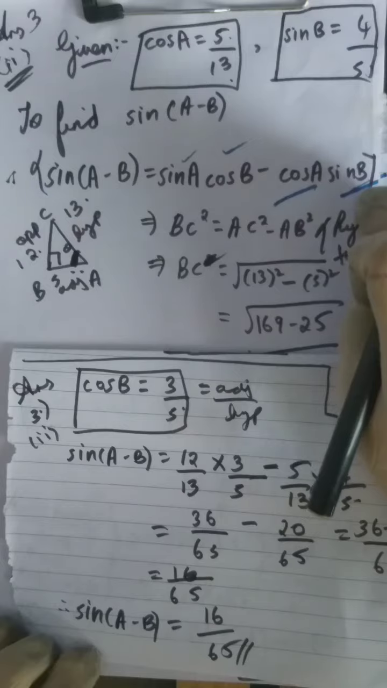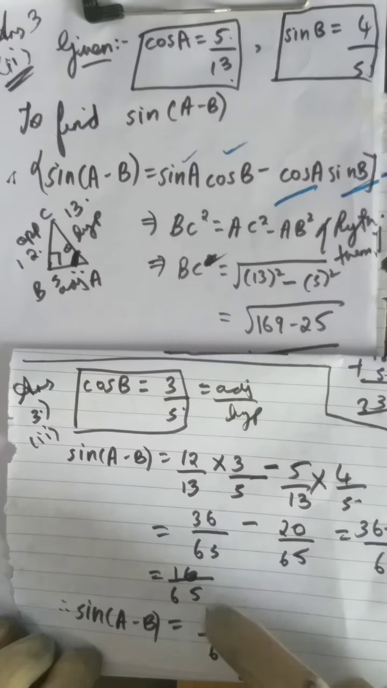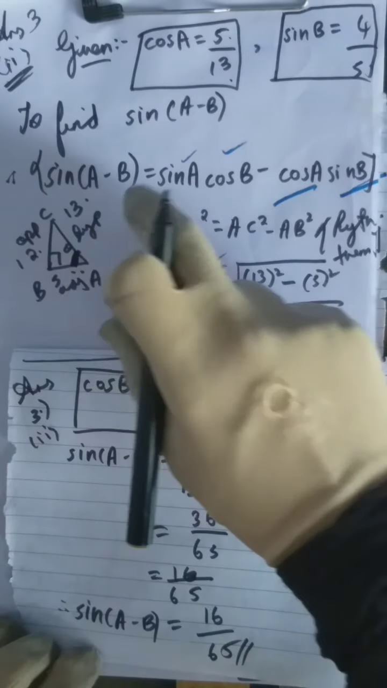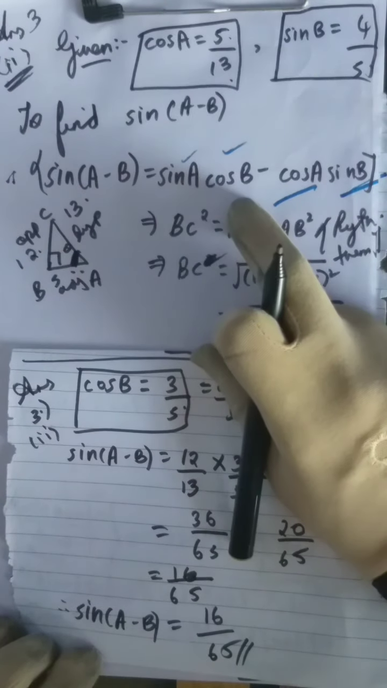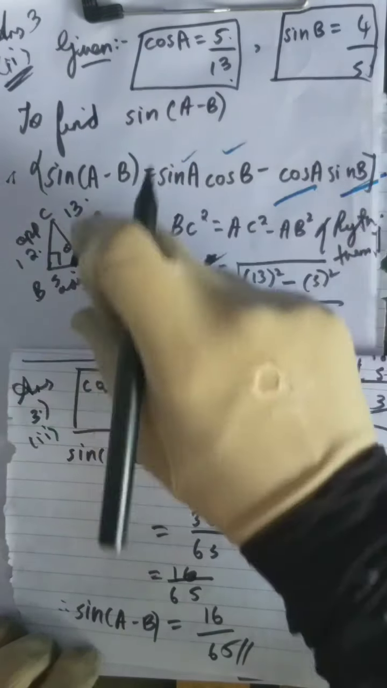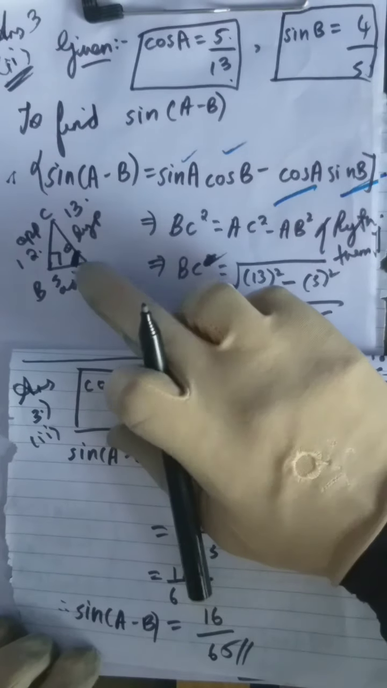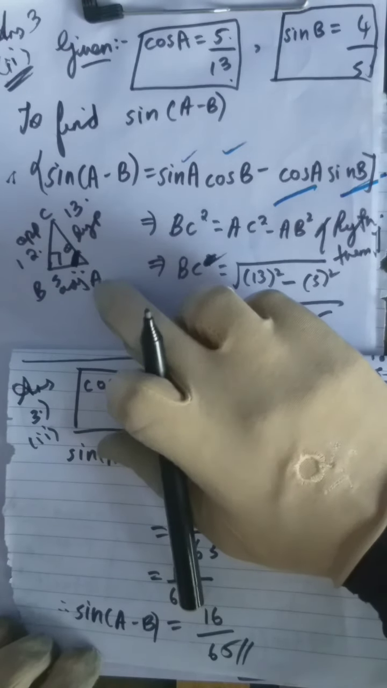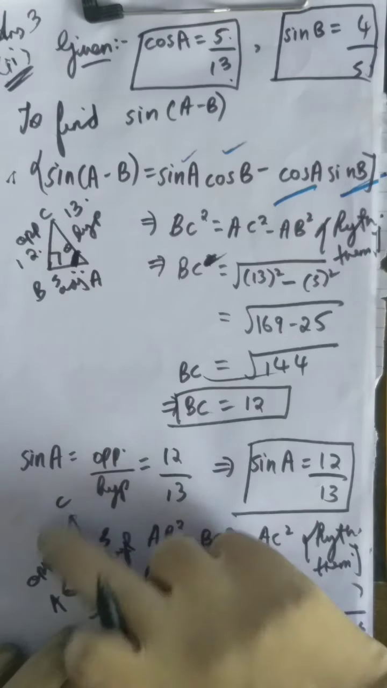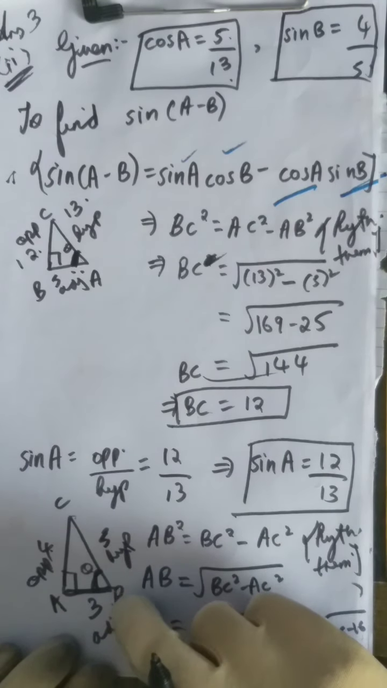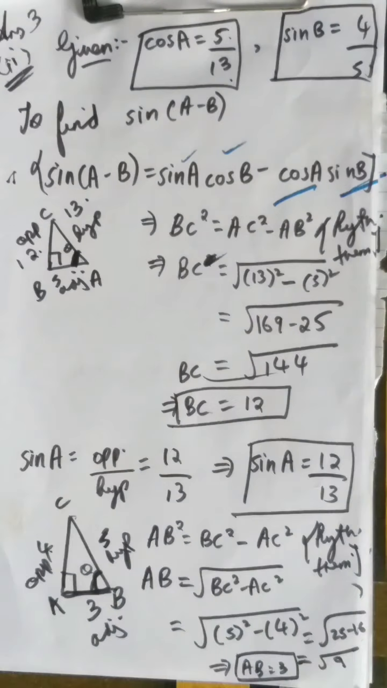Sin A cos B minus cos A sin B is 16 by 65. How did we get this? Because sin(A minus B) is sin A cos B minus cos A sin B. We found the value of sin A and the value of cos B, and cos A and sin B were given. We took right angle triangles. In the first triangle, we took theta as A and from that we got the values of sin A and cos A. In the second triangle, we took theta as B and we got the values of sin B and cos B. So this finishes our third question, second bit.